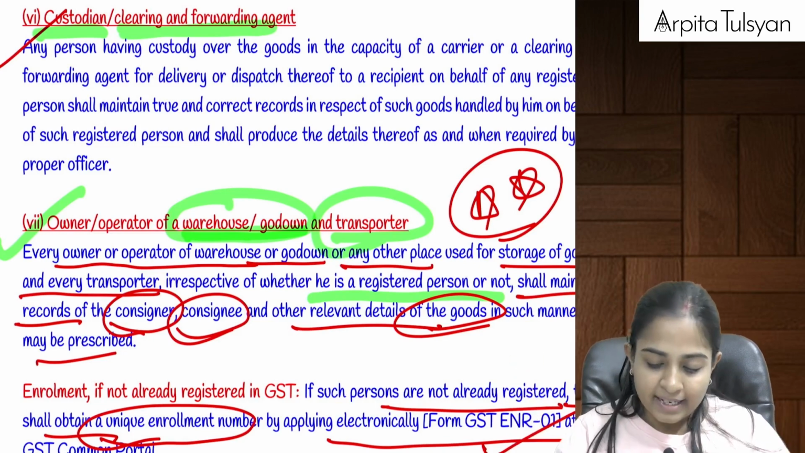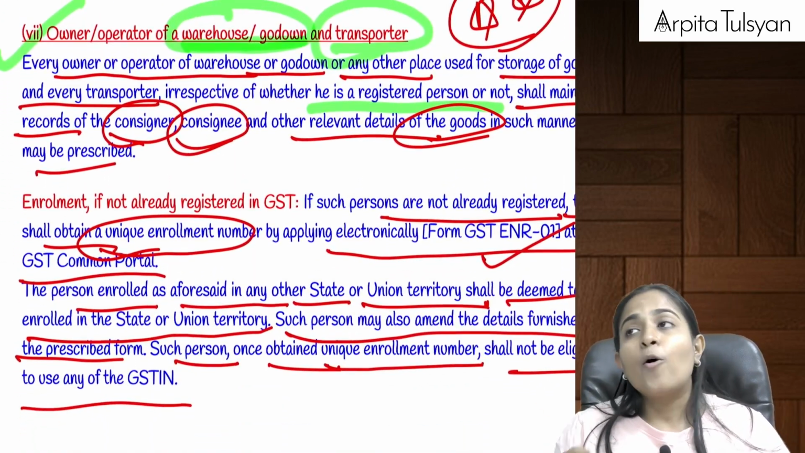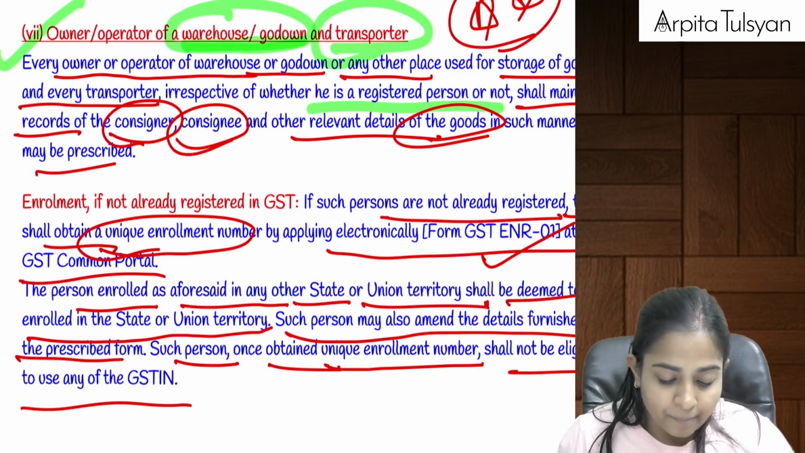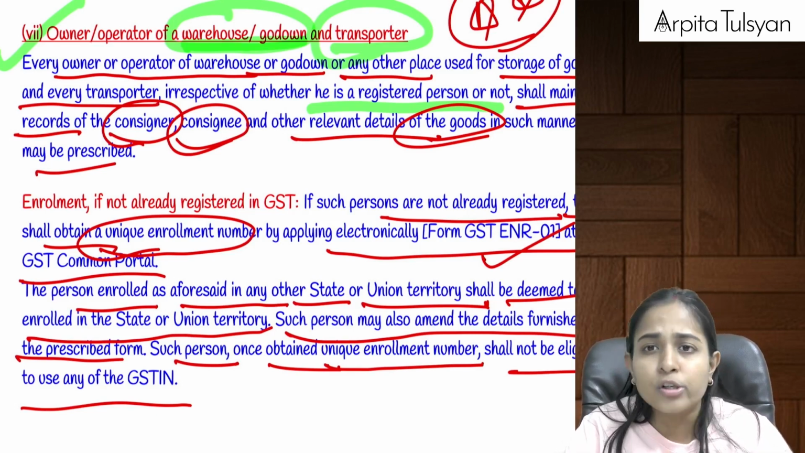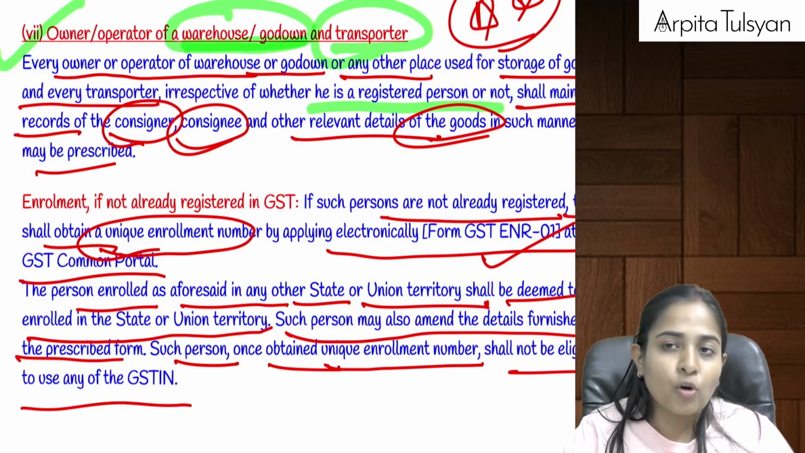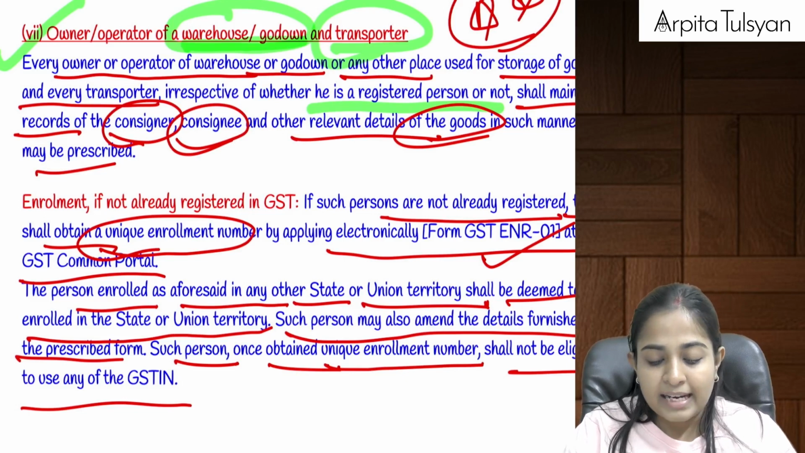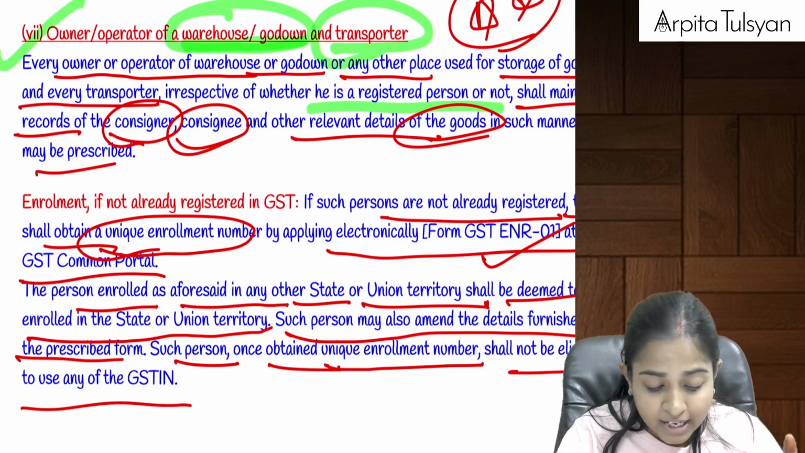He will have to maintain a detail of all such things. Next one, again important: the owner and operator of a godown or a warehouse, or a transporter. Every owner or operator of a warehouse, godown, cold storage, etc. is required to maintain the details of storage of goods.